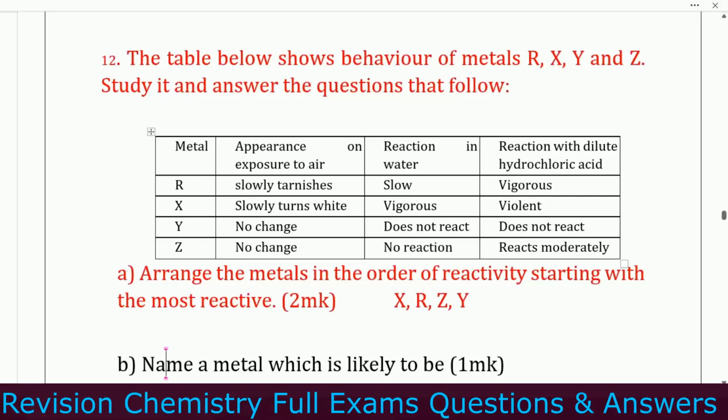R slowly tarnishes in air. R in water reacts slowly. R in dilute hydrochloric acid is very vigorous. X slowly turns white when exposed to air. When reacted with water, it is vigorous. When reacted with hydrochloric acid, it is violent.